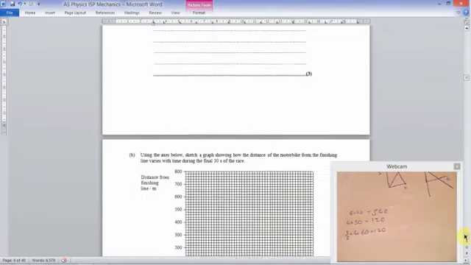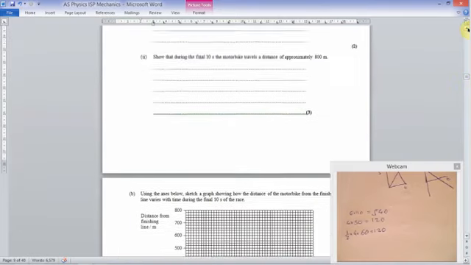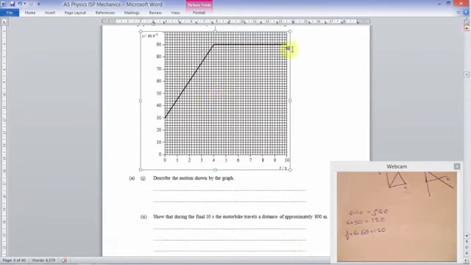But you should really. Okay, so using the axes below, sketch a graph to show how the distance of the motorbike from the finish line varies during the final 10 seconds of the race. So you know that over here it finishes at 780. Okay, so you can put a plot over here. And you know also that for the last chunk over here, it's going at a constant speed, so that's going to be a straight line. But how much of a distance is this? Well, we need to work our way to this.